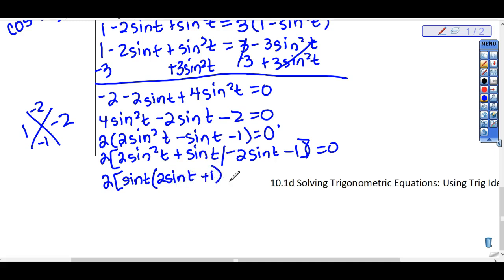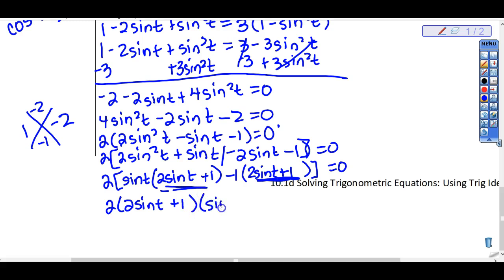Okay, what do they have in common in the second half? We know that we want it to say 2 sine t plus 1. So what do I have to factor out of that? A negative 1. Yep. So final problem here. We have 2. And your common factor is right here. We just found it. 2 sine t plus 1. And then your leftover factor, sine t minus 1 equals 0. Ooh, this one's a beast. Lots of places to make mistakes.